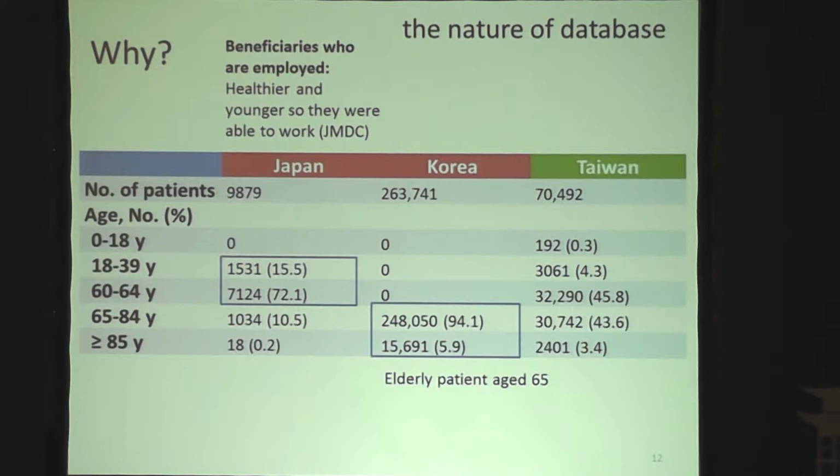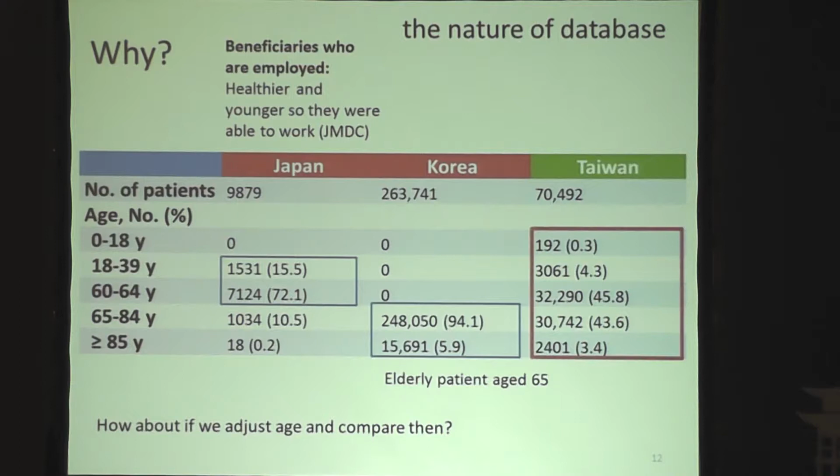So the HIRA data only includes elderly patients aged 65 and older. So how about if we adjust the age distribution and compare then? The good thing is we have Taiwan's data. Taiwan covers 99.9% of the entire population of Taiwan, and we cover all ages.